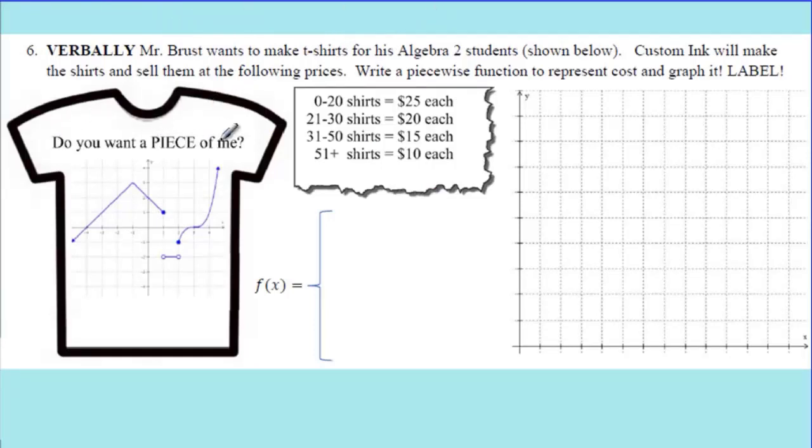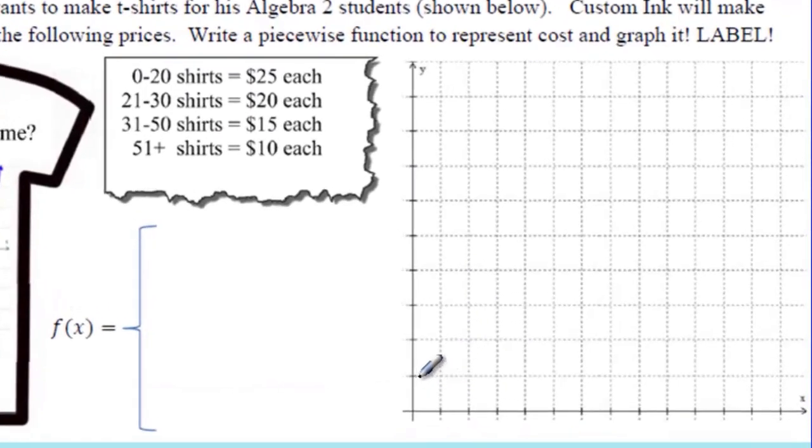So this is the shirt that I want to make. Here are my prices. It's kind of like the one before. If I sell 0 to 20 shirts, it's $25 each. So if you want to make your graph over here, it's a constant. Let's say this is counting by fives. And you make it whatever you want. This is dollars. This is cost over here.